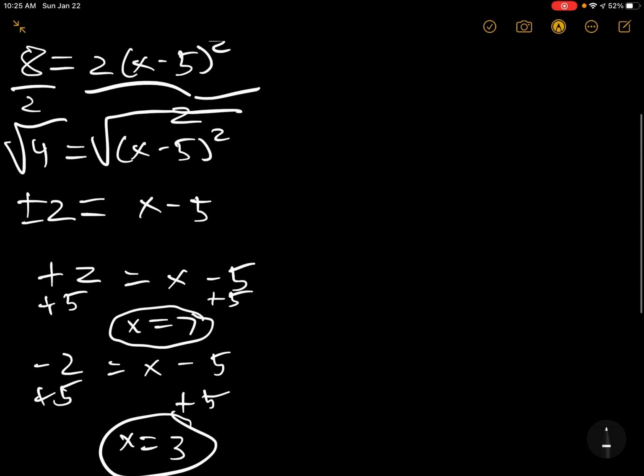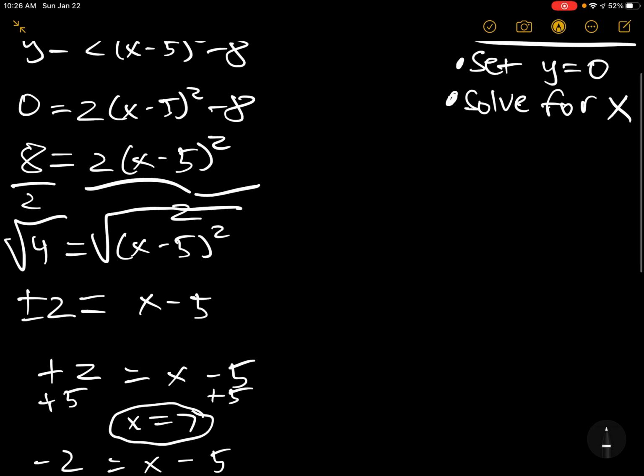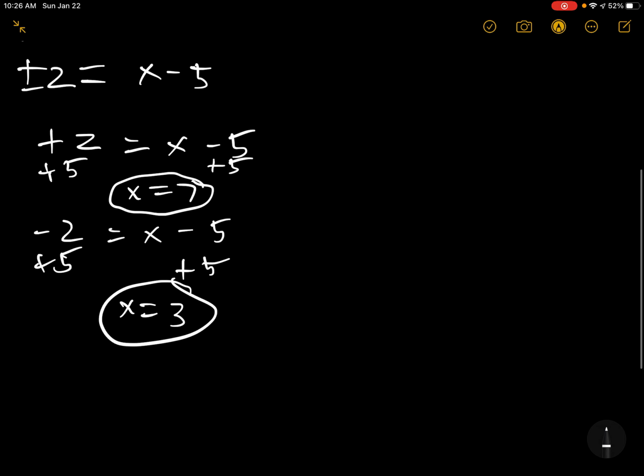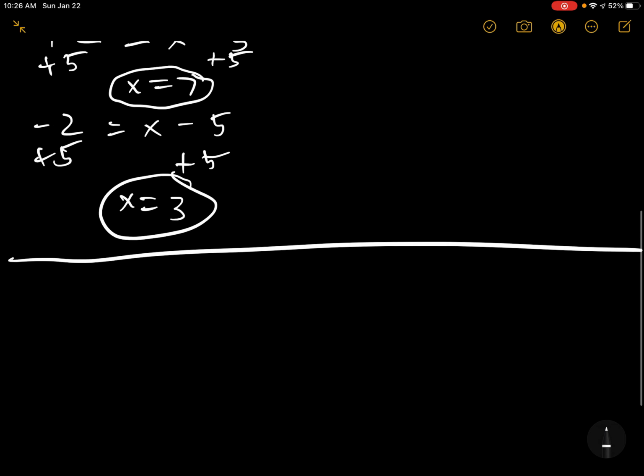So let's go ahead and write those up top. We're going to get (7, 0) and (3, 0). And these are our x-intercepts. Okay? Now, the next thing that we need to do is solve for our y-intercept while we're in vertex form. So, y-intercepts.